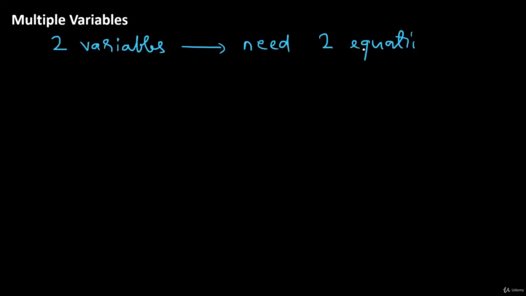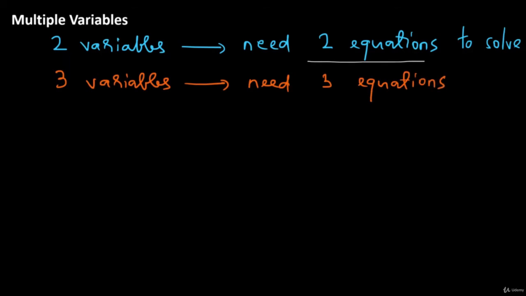Hi students, in this video let's discuss linear equations with more than one variable. Now if you have two variables, you will need two equations to solve and find the value of the variables. Similarly, if you have three variables, you will need three equations to solve them. Alright, now let's understand both of these and how to proceed in these scenarios, taking examples. We start with the case where two variables are involved.